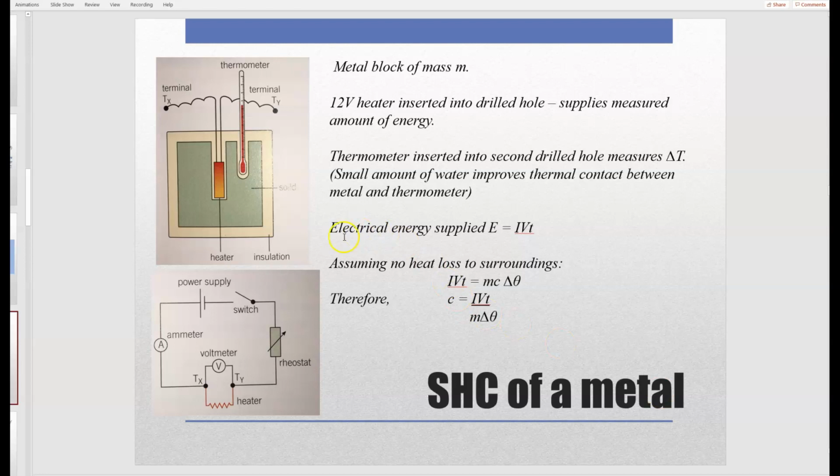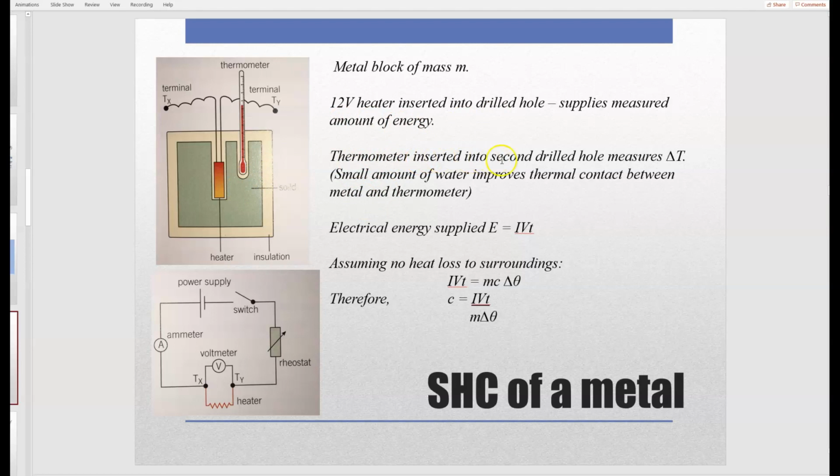What you have is your lump of metal with a heater inside and a thermometer, okay? The heater is turned on and that will heat up the lump of metal, and the thermometer will measure the change in temperature. This is the circuit diagram for it. You measure the current and the voltage and the time that it's left on for. So you have a metal block of mass M and you put a 12-volt heater inserted into the hole, and that measures the amount of energy.